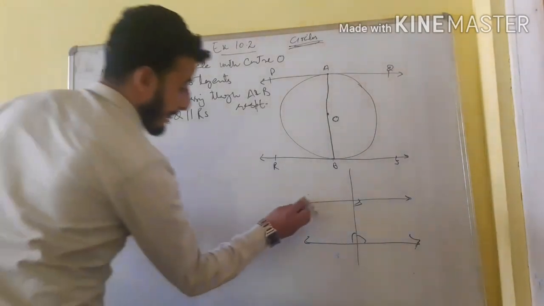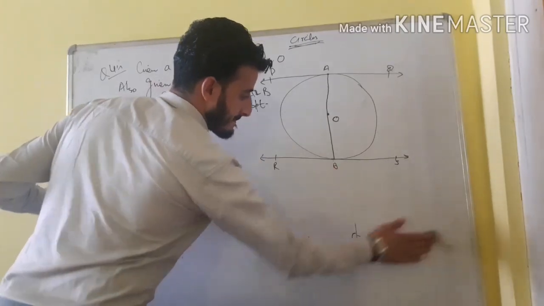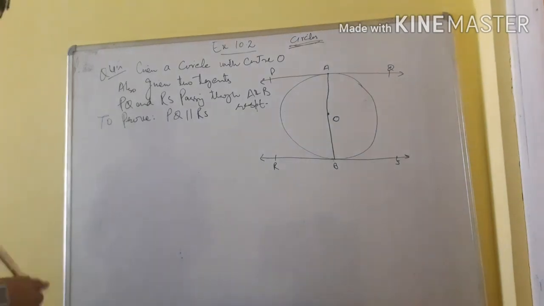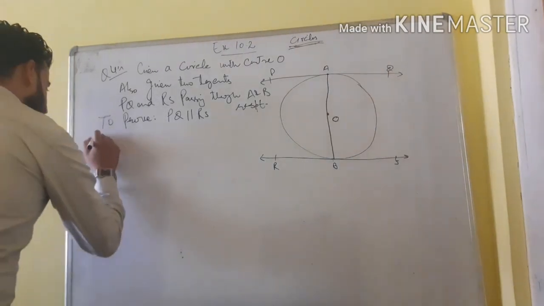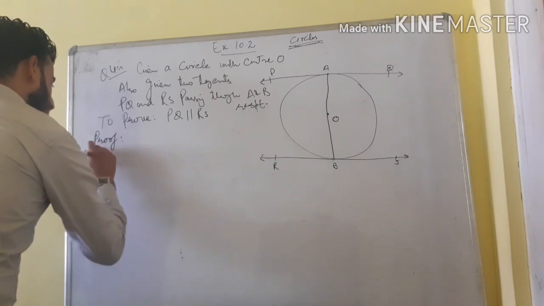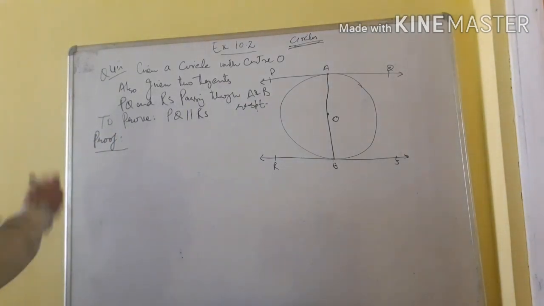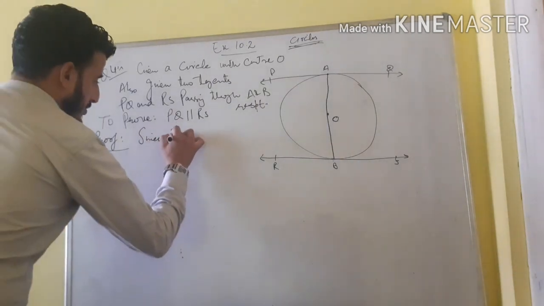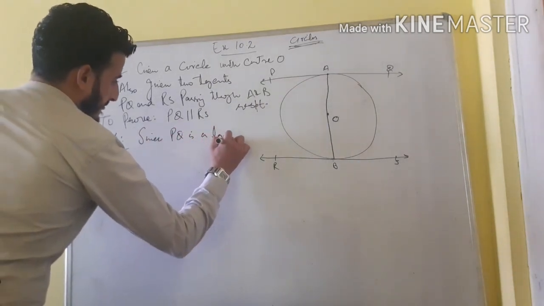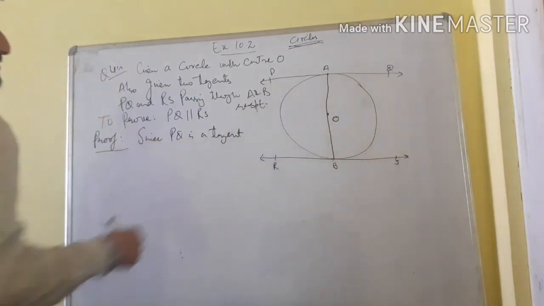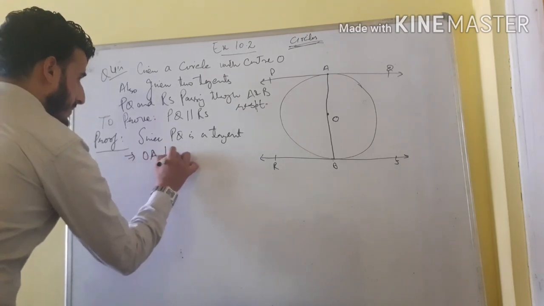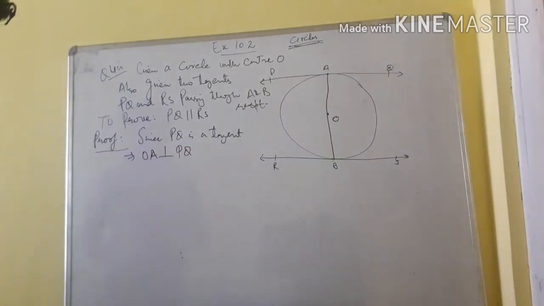So let me rub this now. Okay, fine. So, proof. Proof is here. Since PQ is a tangent, implies OA will be perpendicular to PQ. Always. This is because of the first theorem.